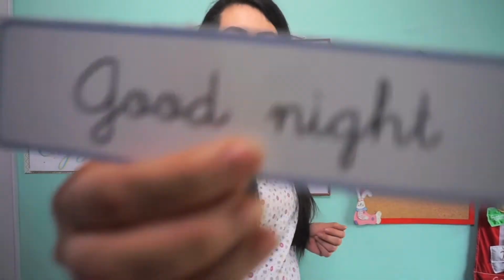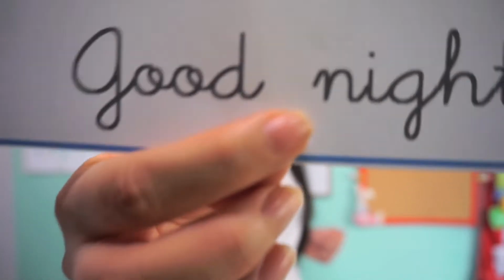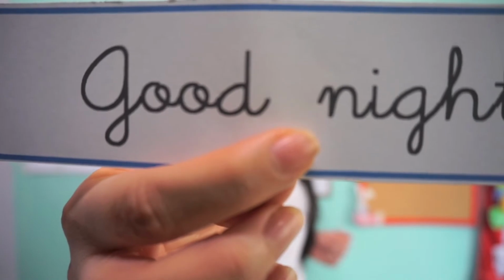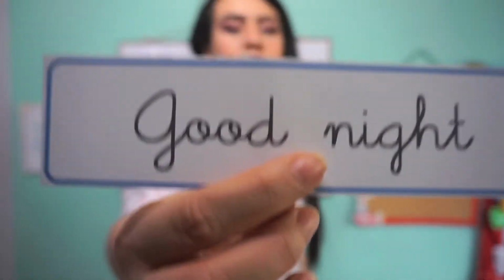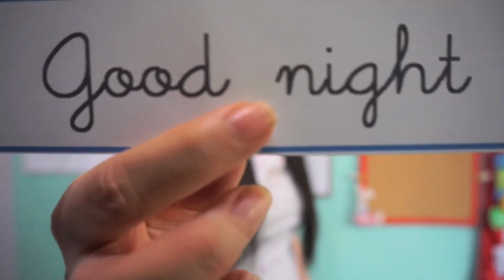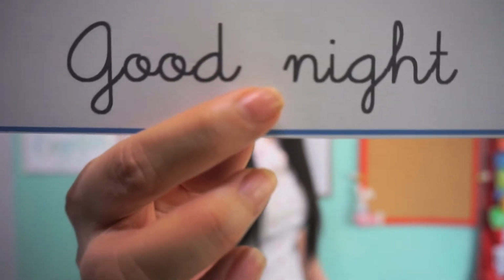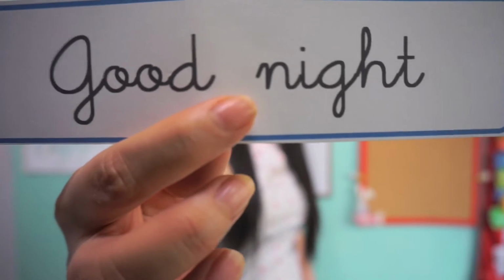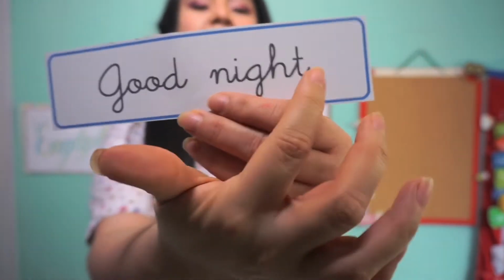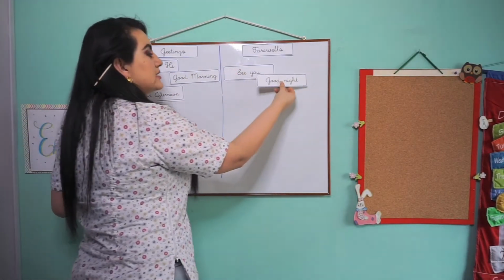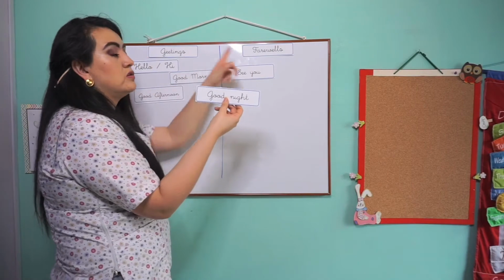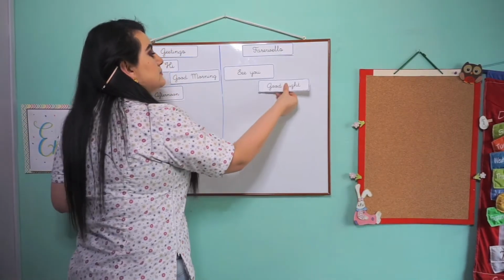Okay, another one. Good night. Good night. We use this to say goodbye when we're tired and we want to go to sleep. Okay, look for the word. 5, 4, 3, 2, 1. So repeat after me. Good night. Excellent. So it is a greeting or it is a farewell? We greet or we say goodbye with good night? We say goodbye. It's a farewell. Excellent.